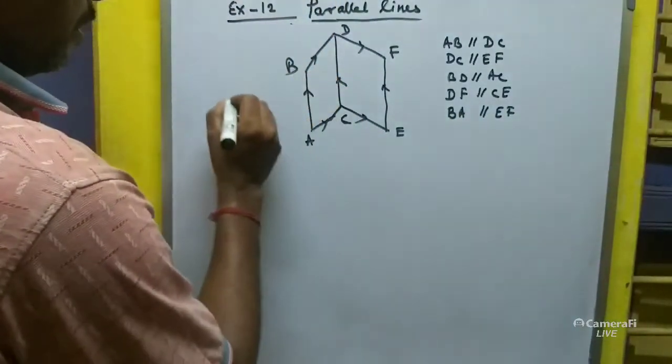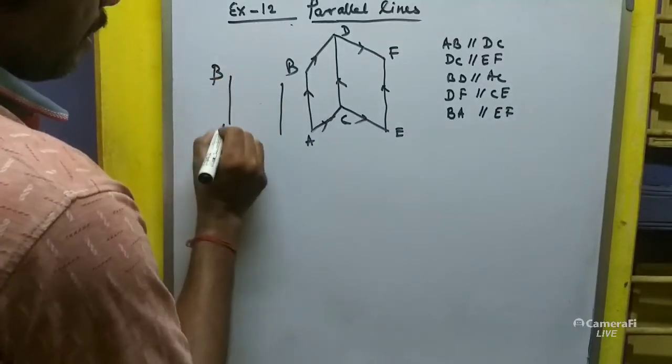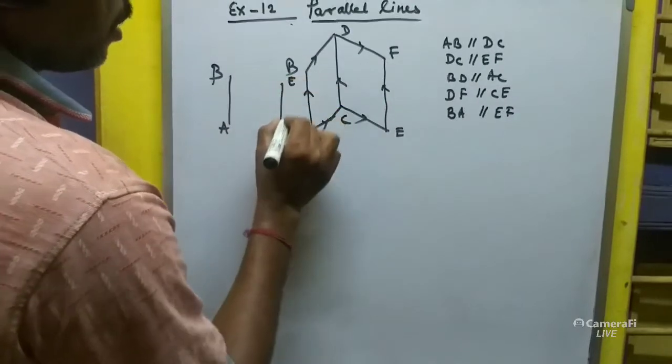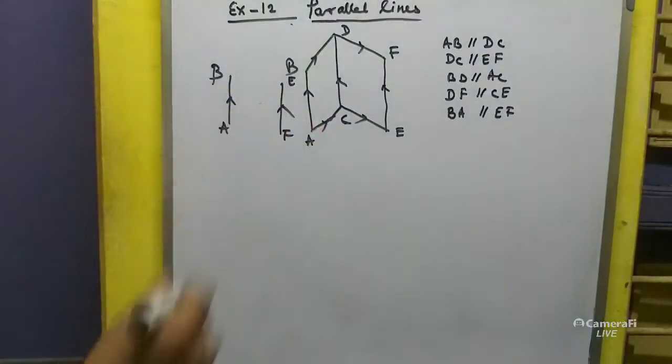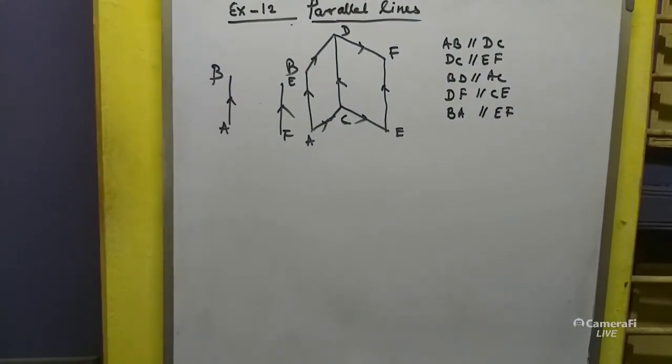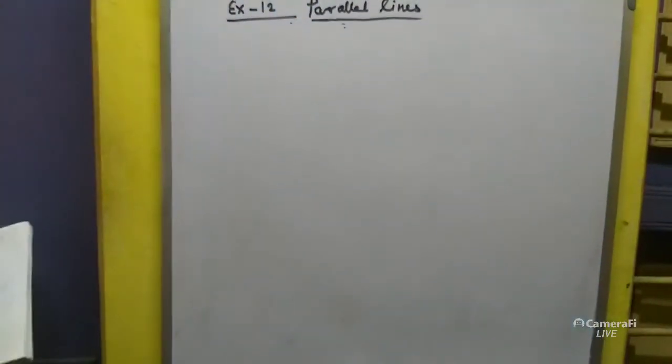Because look at this line and this line. If this is BA and this is EF, then they are parallel. So in this figure, I have drawn it. Now this is the process. So find it out, do practice so that you can get the marks.